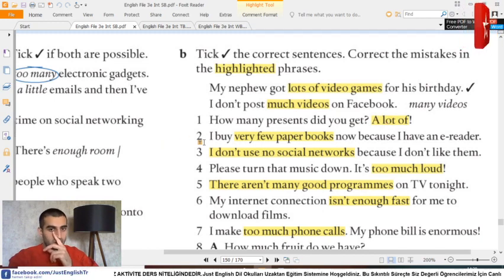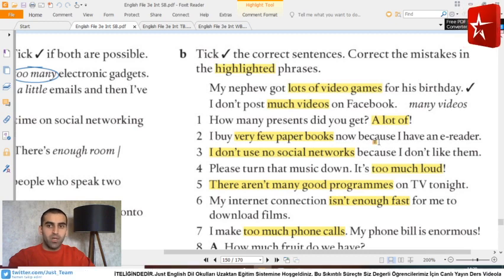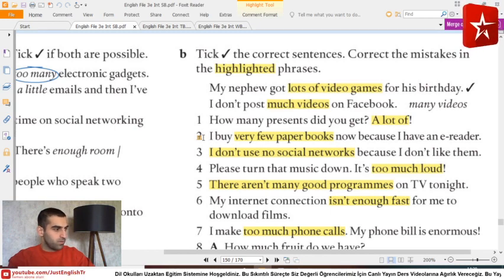Number 2, I buy very few paper books now because I have an e-reader. So is it correct or not? Let's check number 2. Is it correct or not? Number 2.